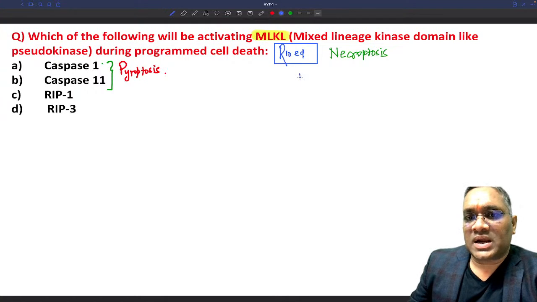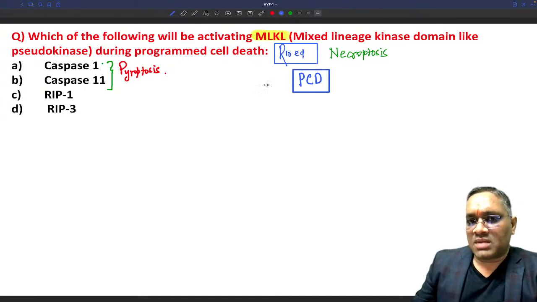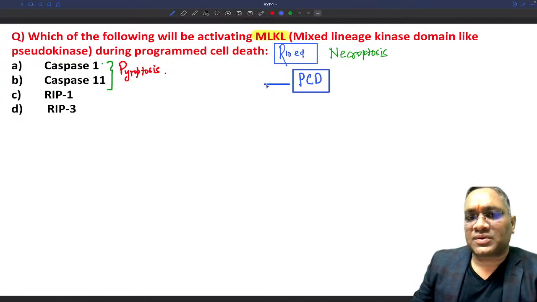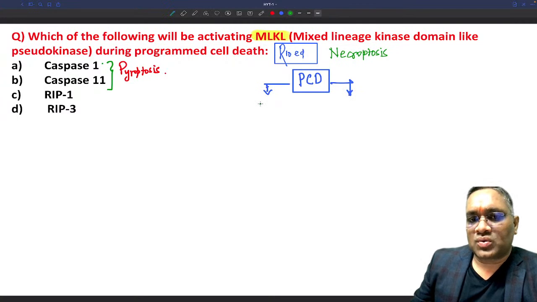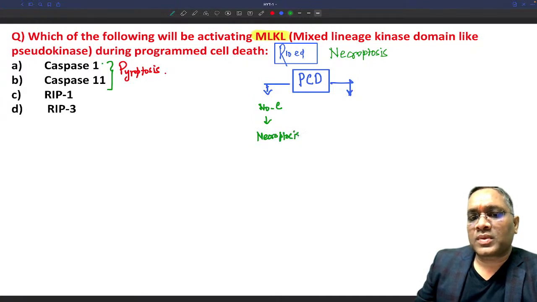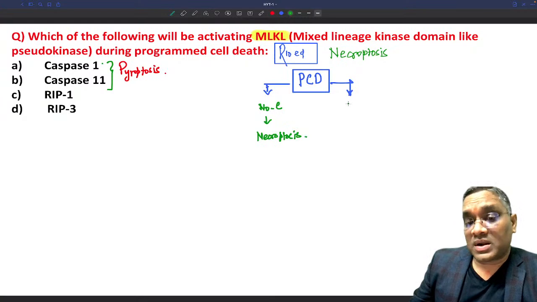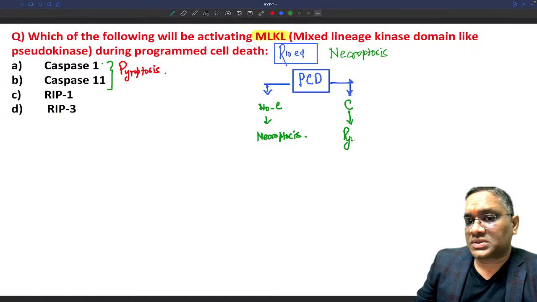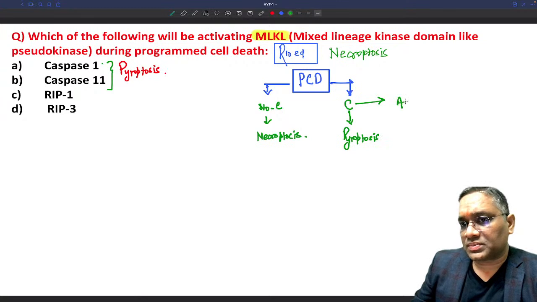So simply, if I say programmed cell death, it can be of two main types, in the context of the question I'm talking about. Either they will be using caspase or no caspase. When they have no caspase, that will be called necroptosis. But when they utilize caspase, then it can be pyroptosis, and it can be apoptosis also, right?